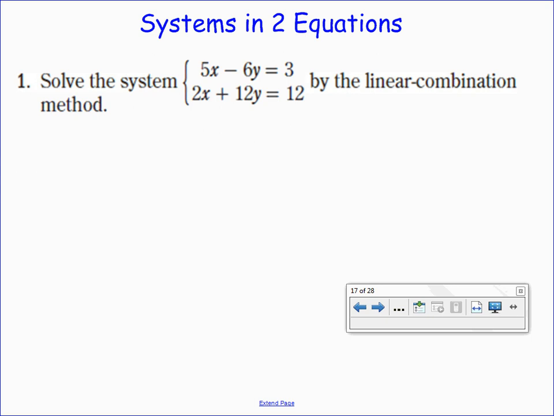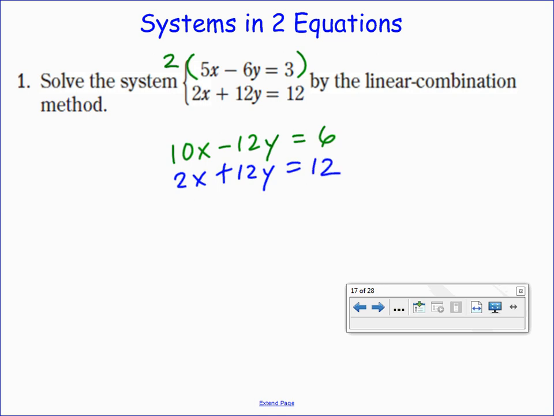Okay, so how would you create exact opposites in one of the variables? What would you guys do? Will and Aaron? Multiply the top one by 2. Raise your hand if you were going to multiply the top one by 2. That's not the only way, but it's a way that lots of you did. Awesome. Let's do that. So we'll rewrite this top one after multiplying all the way through both sides by 2. 10x minus 12y equals 6. I'll rewrite the second equation as is. 2x plus 12y equals 12.